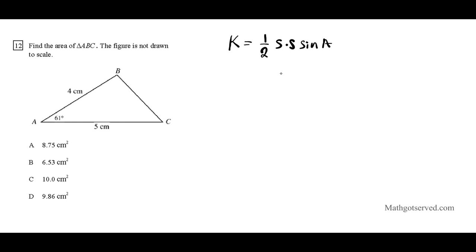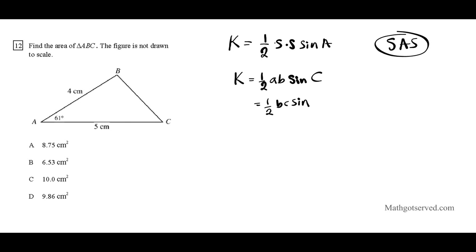Okay, so there are three variations for this. Remember, you must have two sides and an included angle in order to do it. So if you have your triangle labeled correctly, the variations of this, side and sine of the included angle, are K equals 1/2 AB sine C, or 1/2 BC sine A, or 1/2 AC sine B. So it depends on what you're given. But if you label your sides SAS, you can just plug it directly into this generic formula right here.